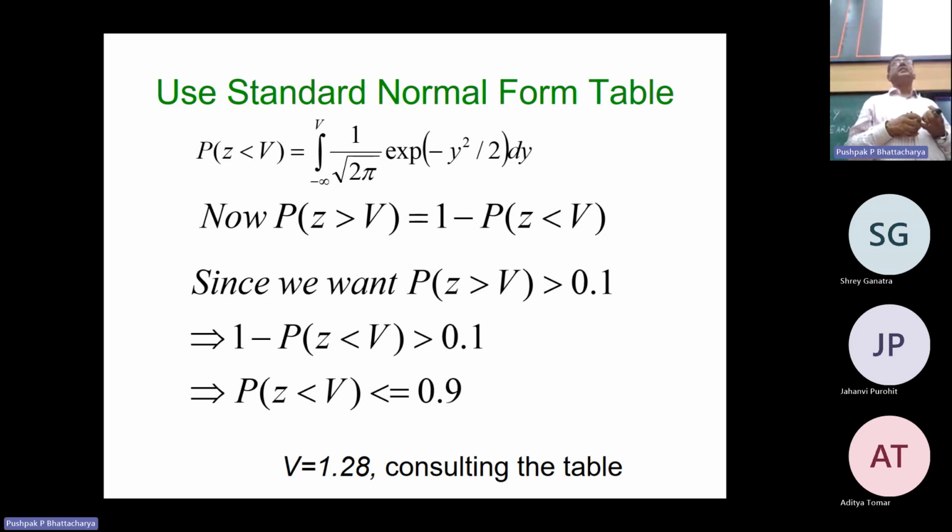Now we want the probability of Z exceeding V. This will be equal to 1 minus the probability of Z less than V. Since we want the probability of Z greater than V to be greater than 0.1, we are interested in this quantity: the probability of Z less than V should be less than or equal to 0.9. So for what value of V is the area under the standard normal curve less than or equal to 0.9? This comes out from this figure here.